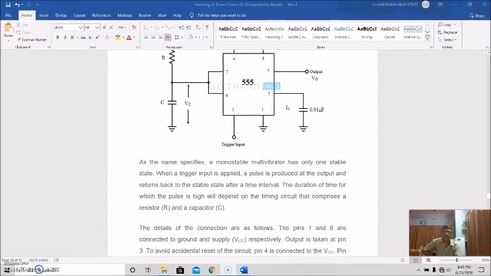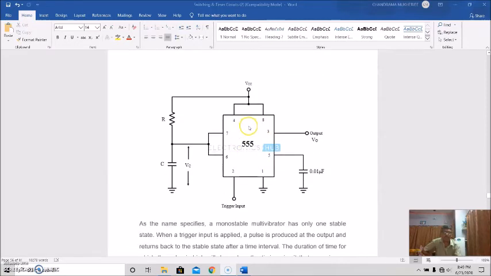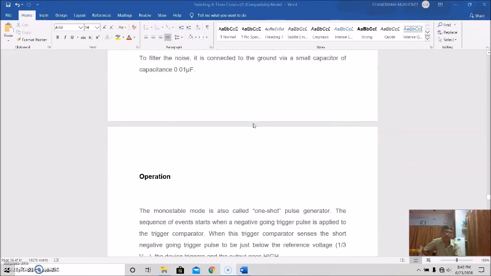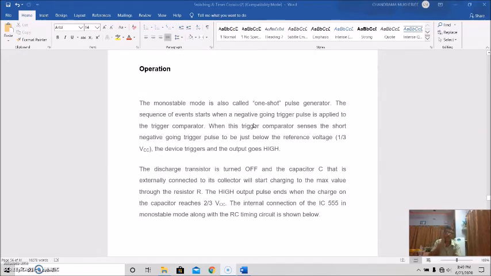This is all about the circuit and its connections. Now we'll talk about the operation. Monostable mode is also called a one-shot pulse generator because it has only one stable state. The sequence of events starts when a negative-going trigger pulse is applied to the trigger comparator. When this comparator senses the short negative-going trigger pulse to be just below the reference voltage of 1/3 VCC, the device triggers and the output goes high.